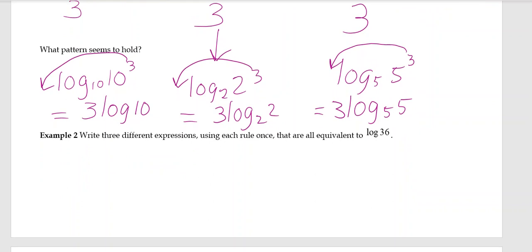All right, so now, knowing what we know there, let's try to write 3 different expressions using each rule once that are equivalent to the log of 36. Okay, so we're going to use our sum of the logs equals the log of the product. So how about this? How about the log of 36 equals the log of 6 plus the log of 6? Is that going to work for us?